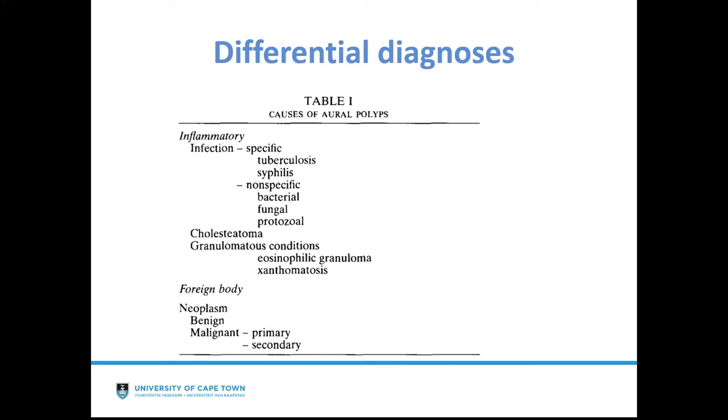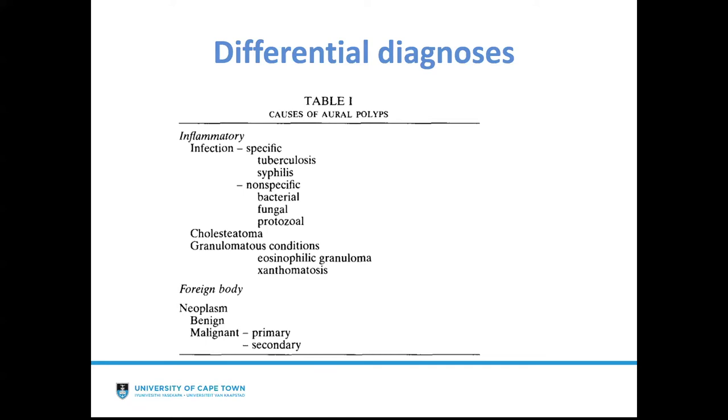So if we look at the differential diagnosis of an ear polyp, basically, you can think along these lines. It can either be inflammatory, which is the most common cause of ear polyps, or you can get foreign bodies or neoplasms, be it benign or malignant. If you look at infections, we may have non-specific infections like bacterial, fungal or protozoan infections, and tuberculosis in our African context, which is quite common, of which even the CT findings were suggestive, with the moth-eaten bone appearance. Syphilis can also be considered as a differential of an ear polyp.